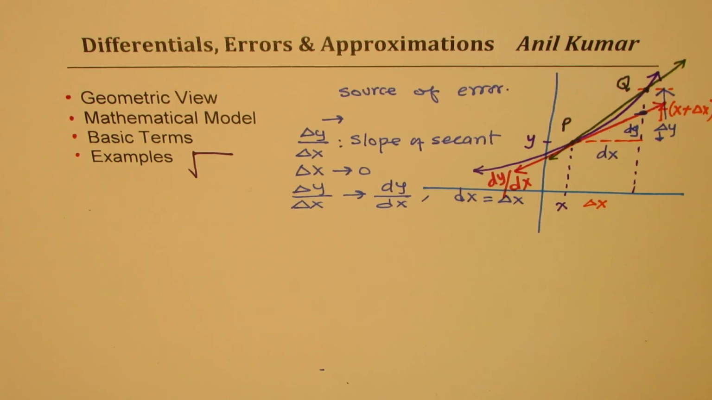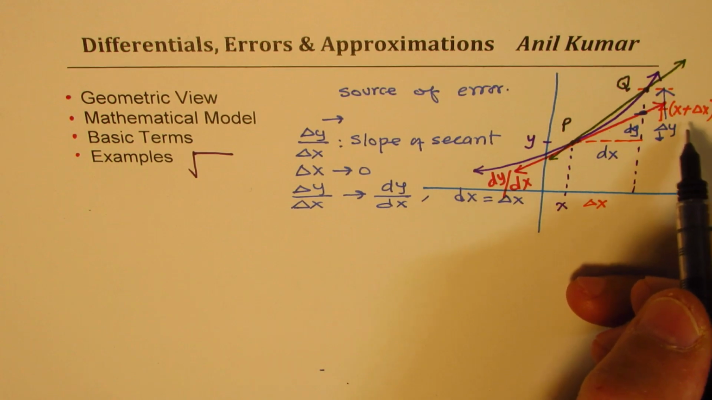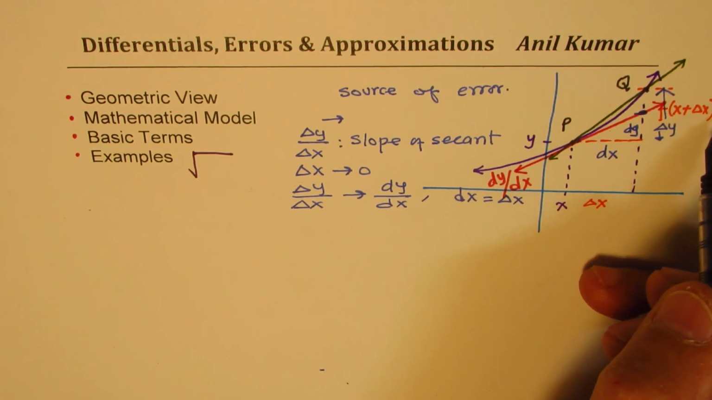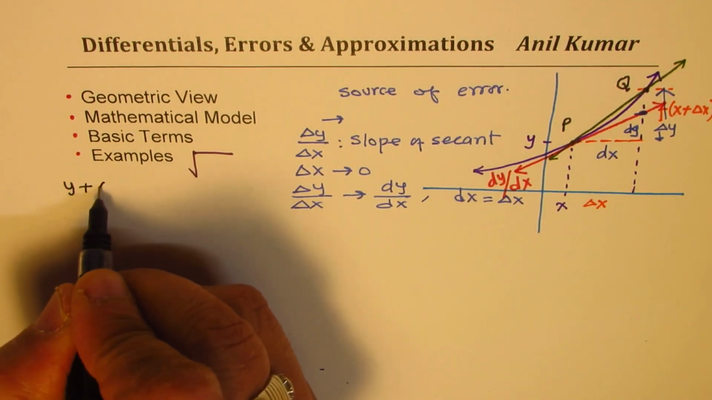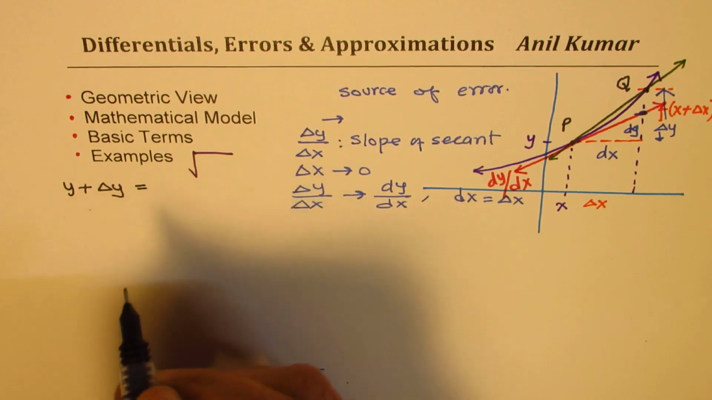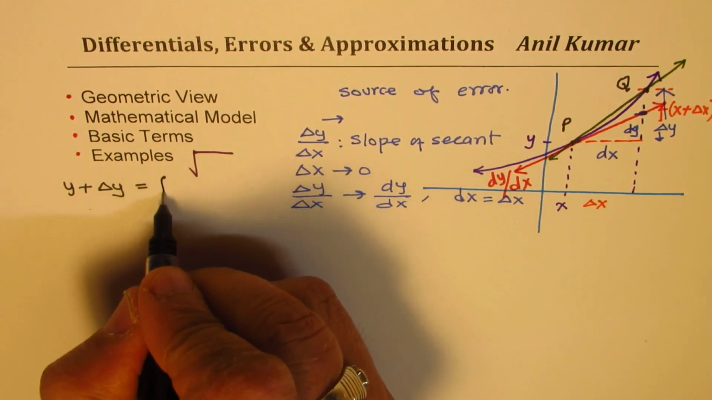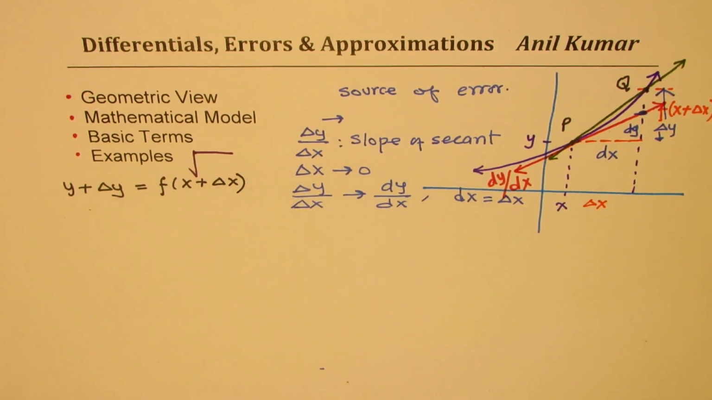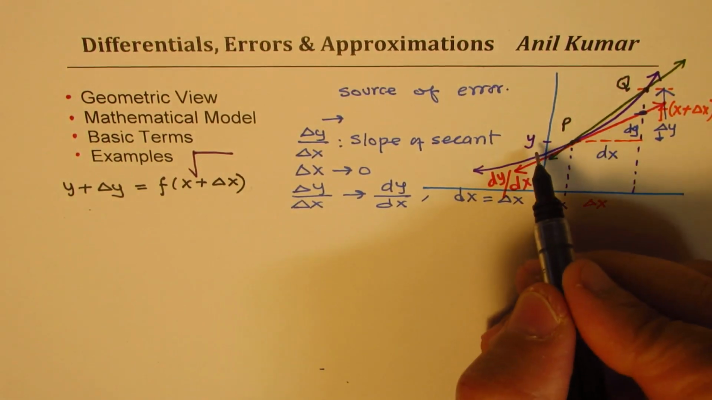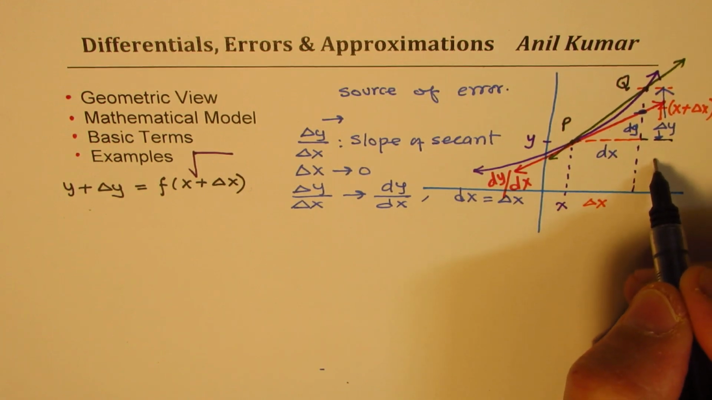Now let's look into the mathematical model. So mathematically, we are saying that the y value for the function is basically f of x plus delta x, correct? This is what we are trying to say, right? So we know that y plus delta y is approximated, or we write this as f of x plus delta x, correct? So the original value of y, so this is y, right?